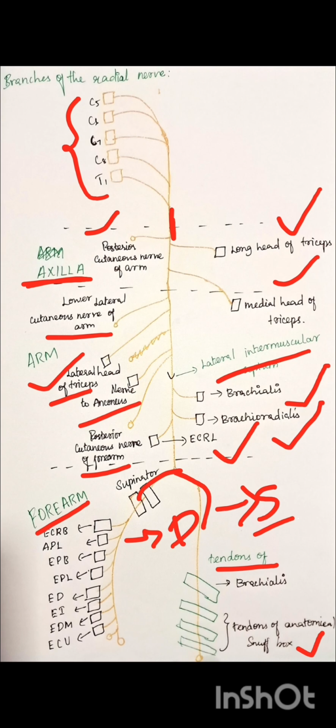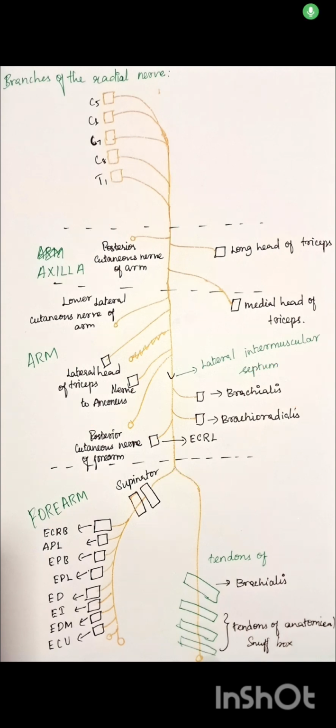Okay. So coming to the deep branch of radial nerve, it mainly supplies the extensor muscles. Extensor muscles in the sense, all the extensor retinaculum compartment muscles. The first compartment muscles are abductor pollicis longus and extensor pollicis brevis, and the second compartment is the extensor carpi radialis brevis. The extensor carpi radialis longus is supplied in the arm itself. Whereas the third compartment is the extensor pollicis longus.